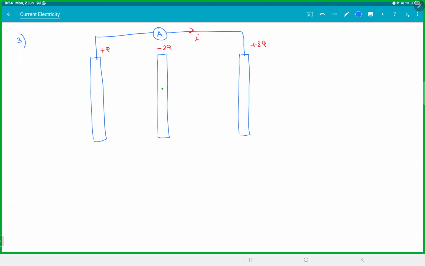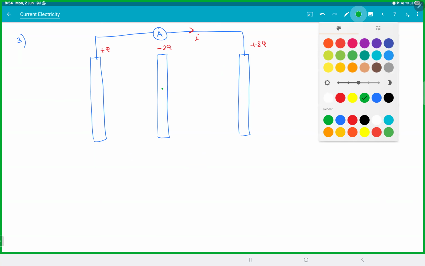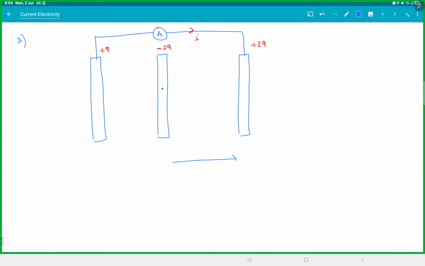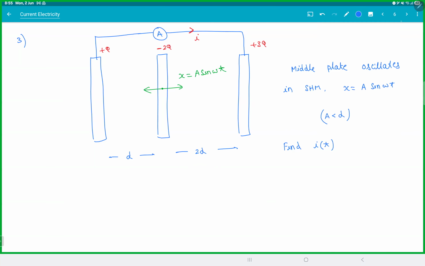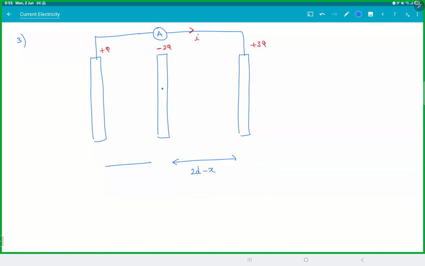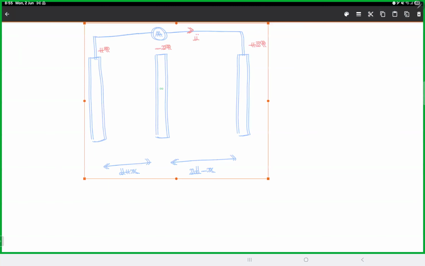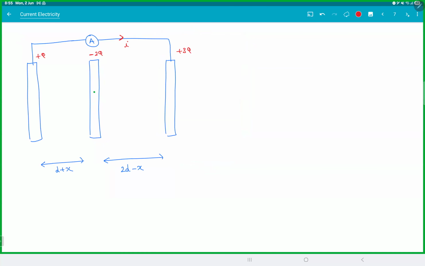So when this plate moves this way, this distance becomes D minus X, and this one 2D minus X. I'm assuming it is going to the right. Sign will take care of it. This guy will be D plus X. What is the total charge outside? Remember, your Gauss law is still valid. What is the total charge on the outside plates? Total charge by 2. Remember? Total charge is 2Q. So this will be Q and this will be Q.